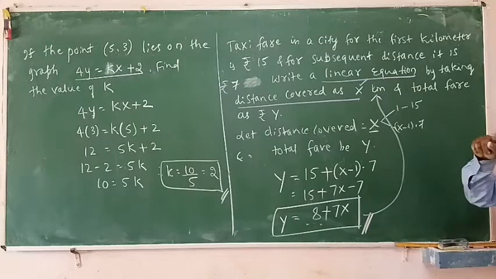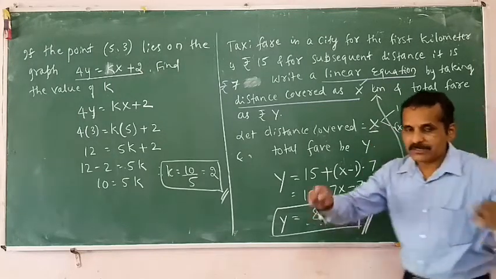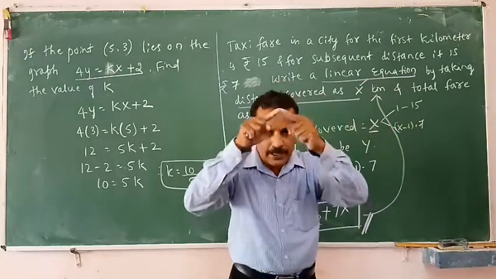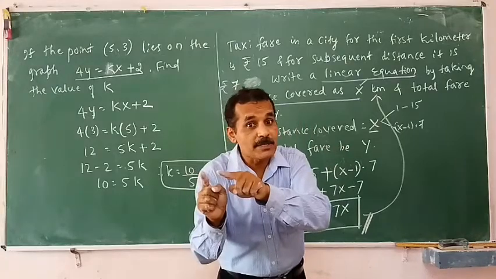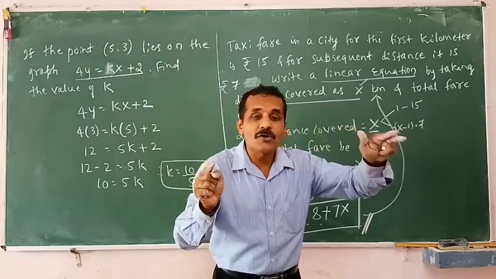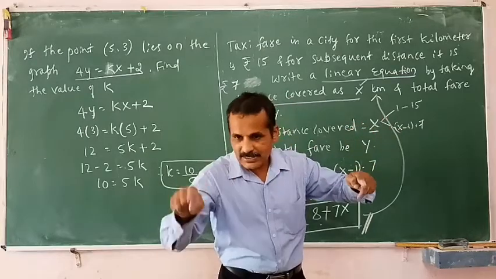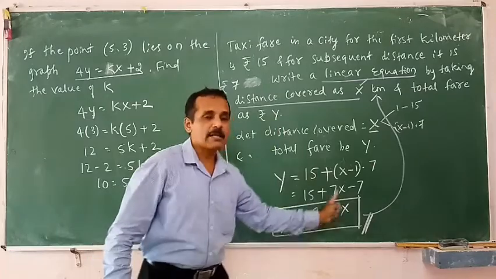But the only thing to be noted: x is the total distance. In the total distance of x there are two parts. First kilometer is separate, remaining kilometers are separate. For the remaining, the first kilometer is already gone, so x minus 1 kilometers at the rate of 7 rupees, and the problem can be solved.